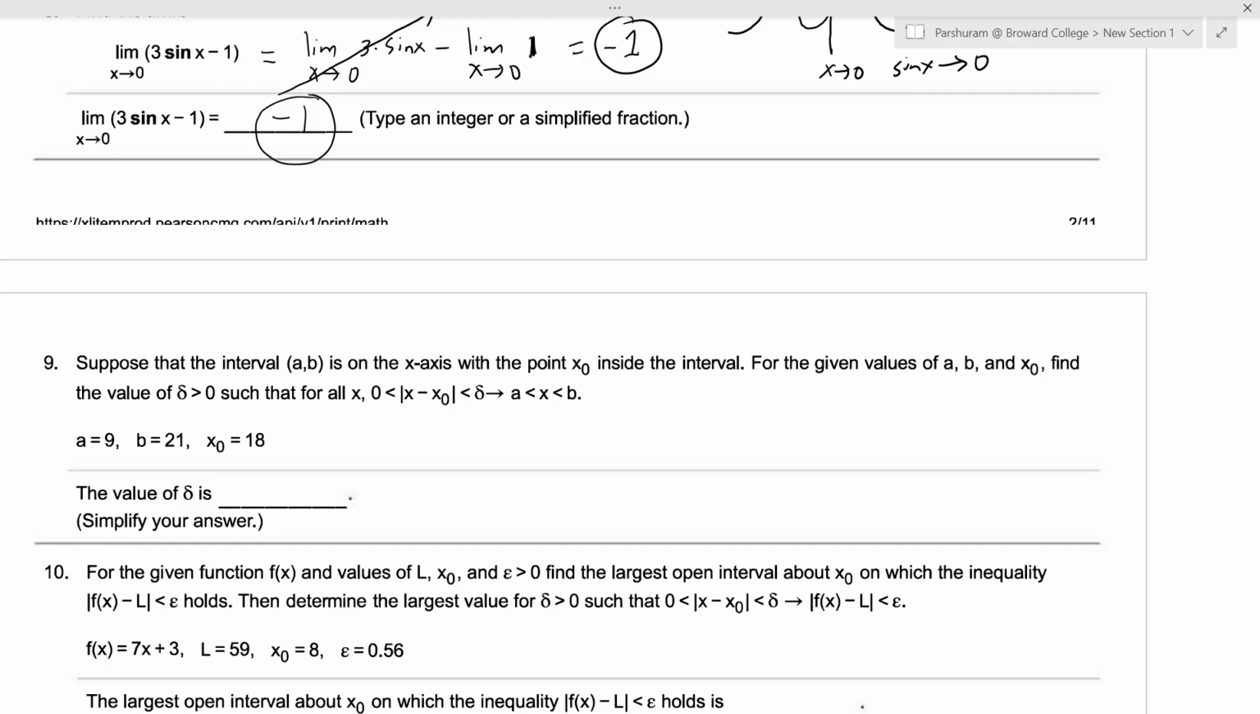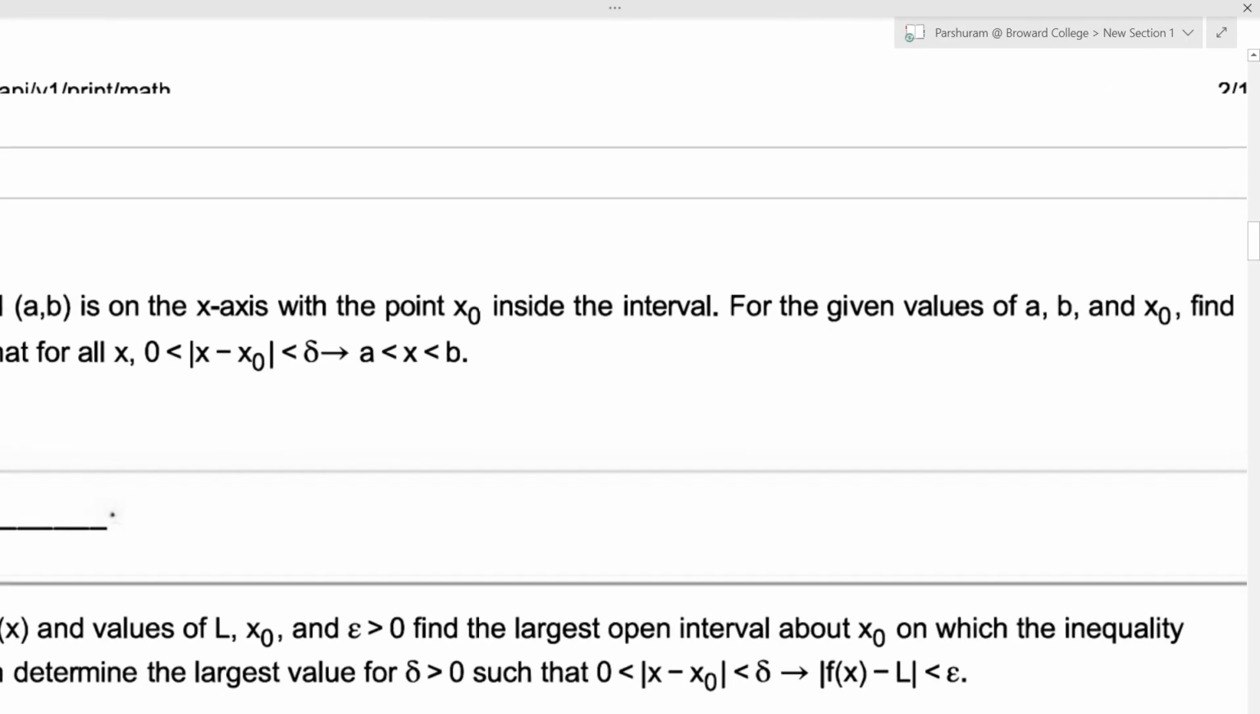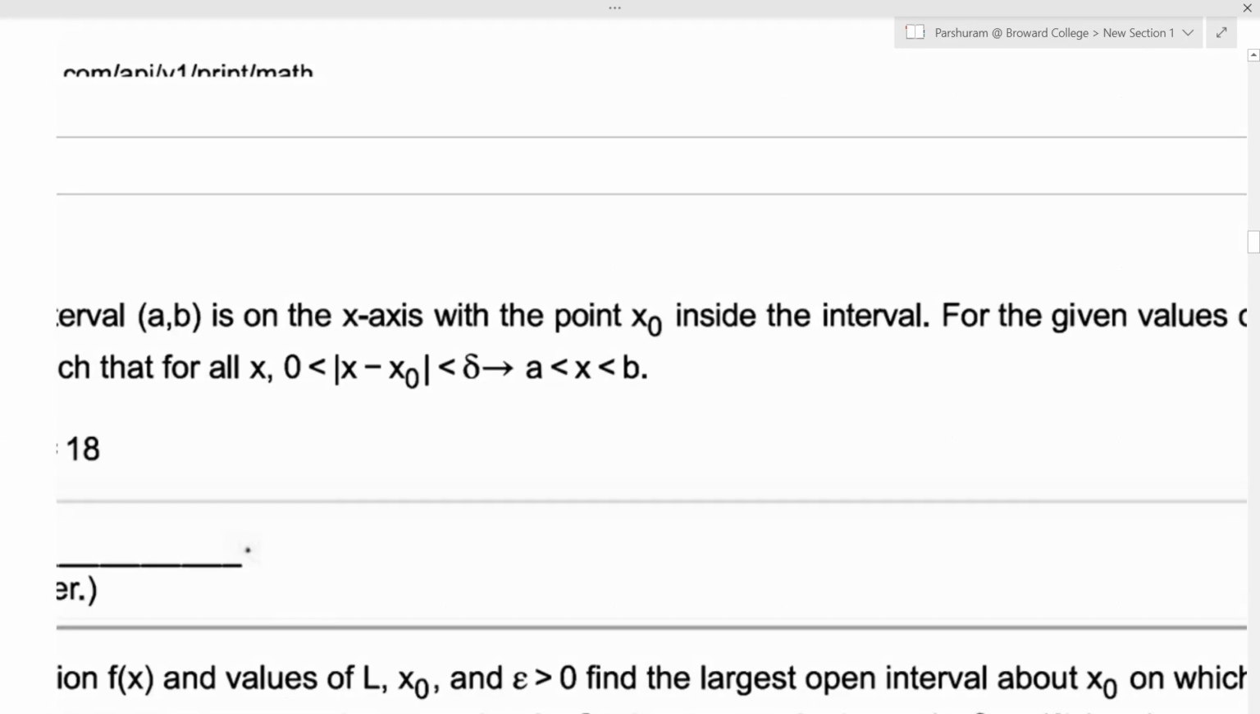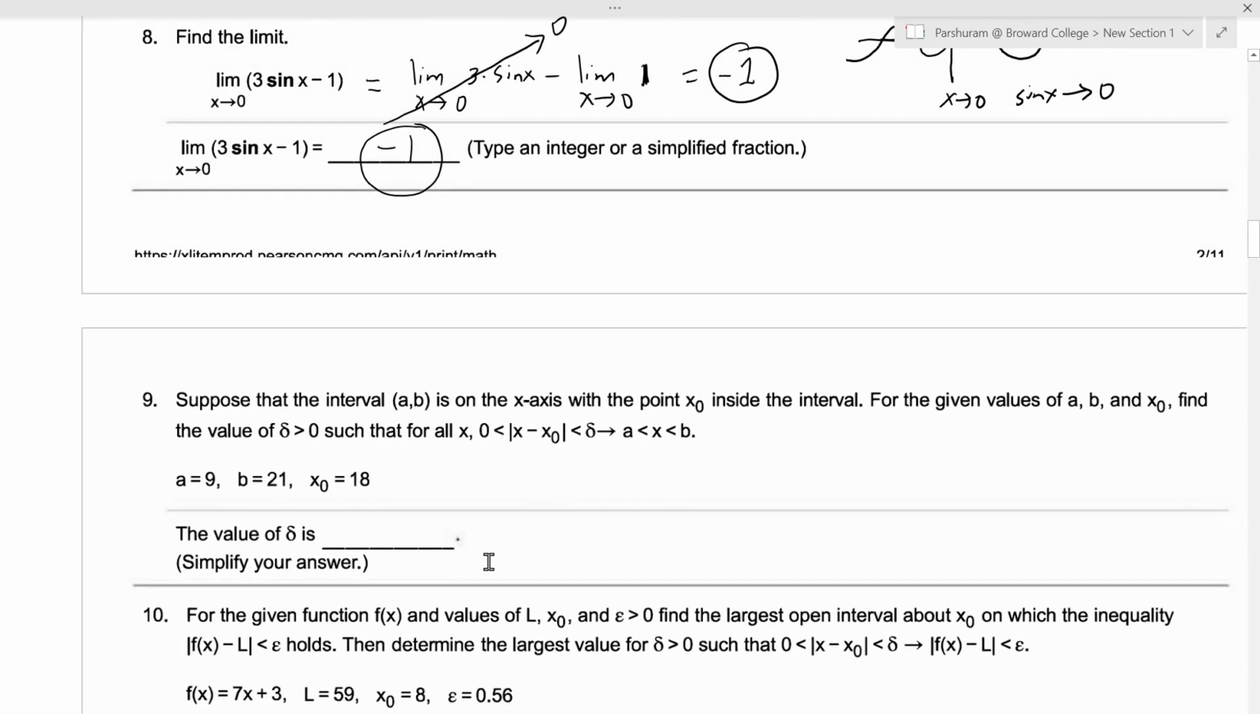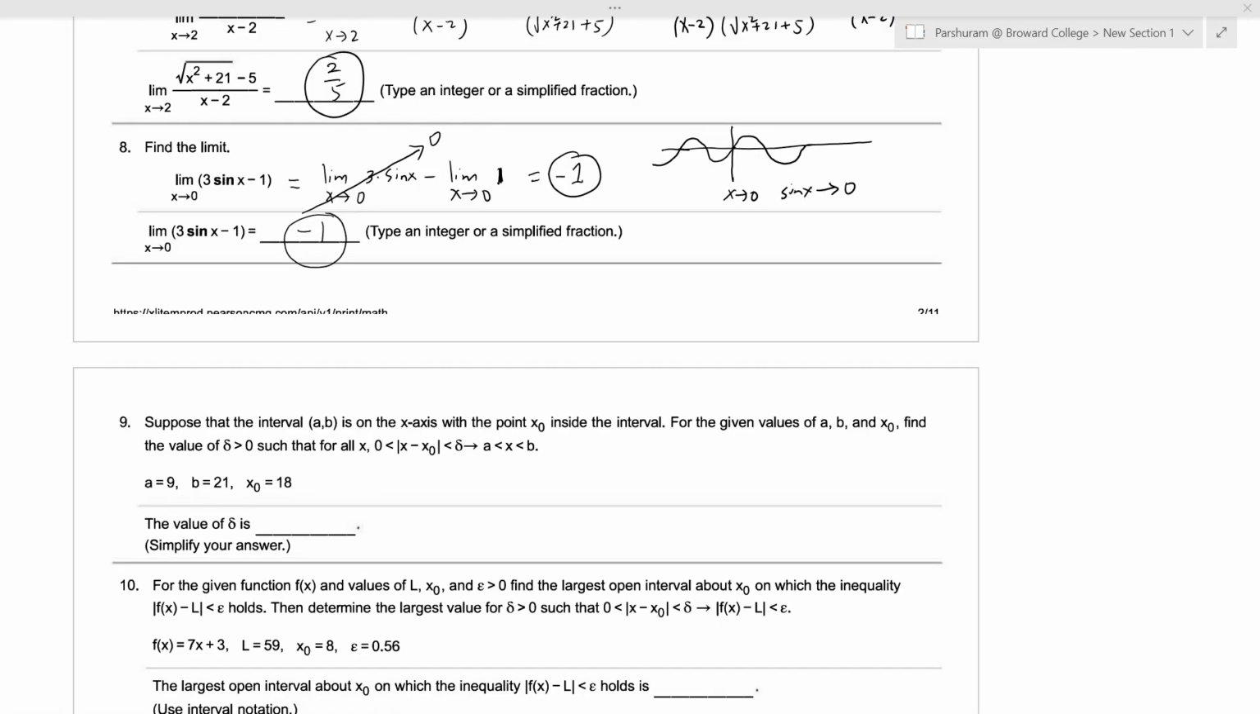So we have been given the values of A and B, and we want to make sure that on the x-axis, we find the value of delta such that for any value of x, that value should be in between A and B. So let's try to plot these values on the number line here. Okay, so let's try to plot this.